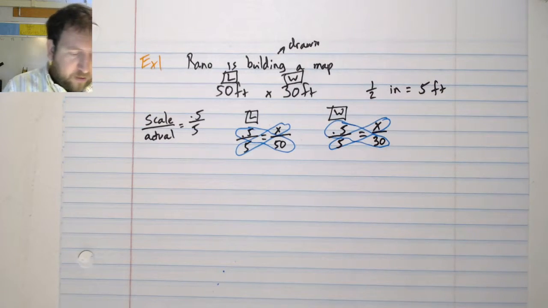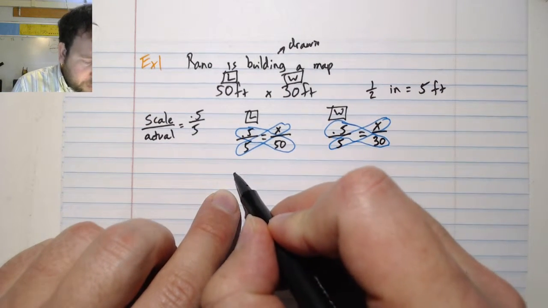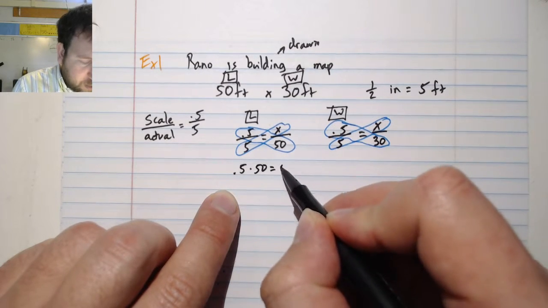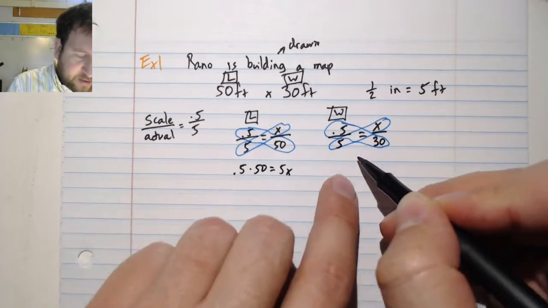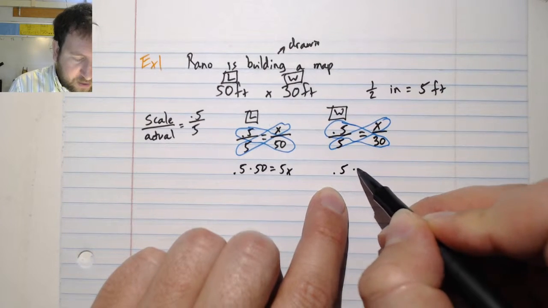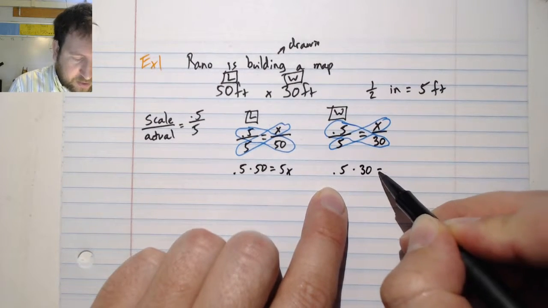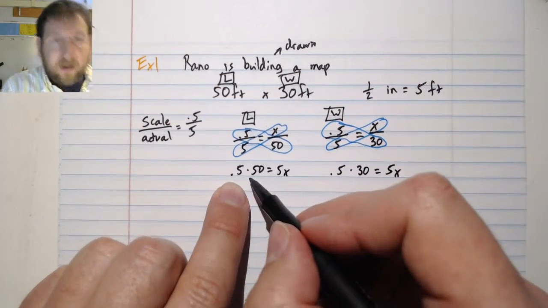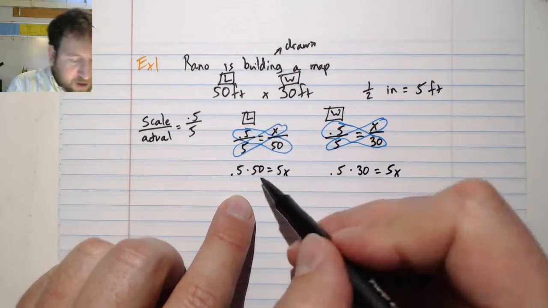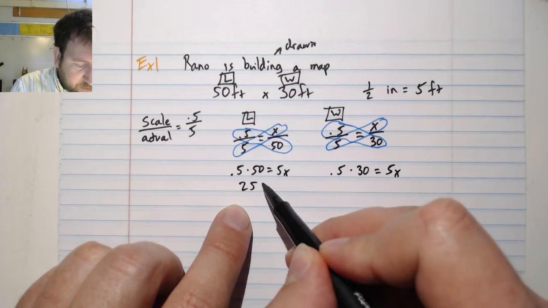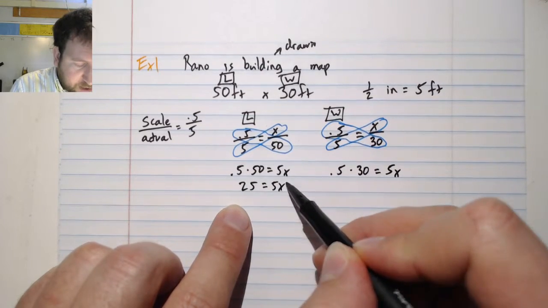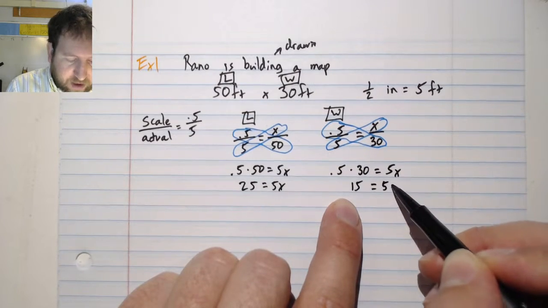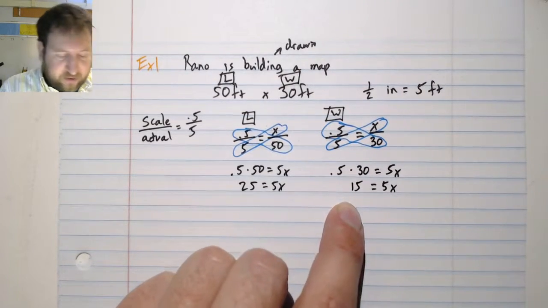Okay, this one's going to look like this. It's going to say 0.5 times 50 equals 5x. And this side is going to say 0.5 times 30 equals 5x. I'm going to simplify these first. 0.5 is just half of it, so I know that this is going to be 25 equals 5x, and this side is going to be 15 equals 5x, because half of 30 is just 15.